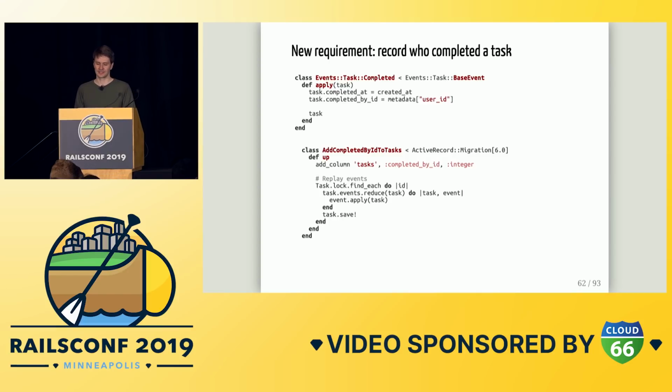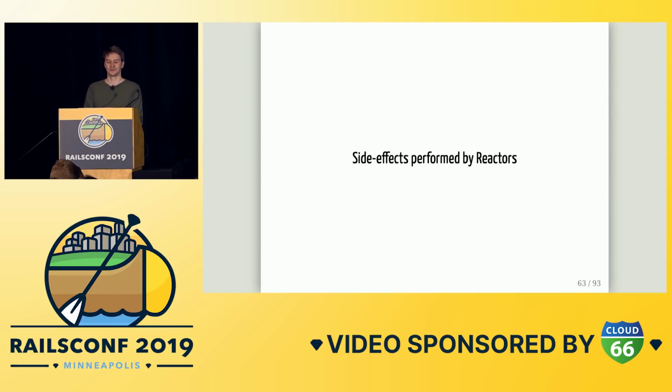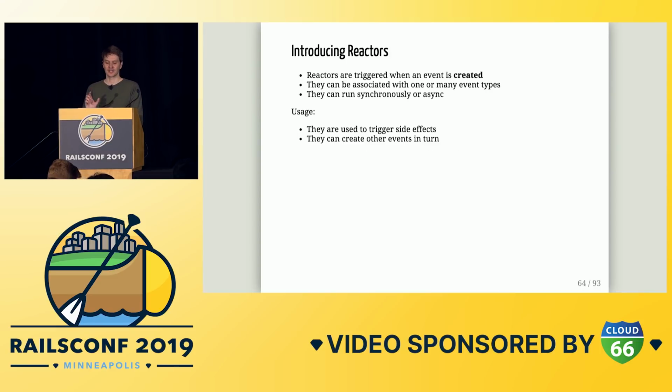Next step is to create emails, and for that, we need what we call reactors. Reactors are triggered when an event is created, not when it's replayed, and they allow you to perform all the side effects that you need. They can be associated with one or many event types, and they can run synchronously or asynchronously. They are used to trigger side effects, and they can also create other events in turn.